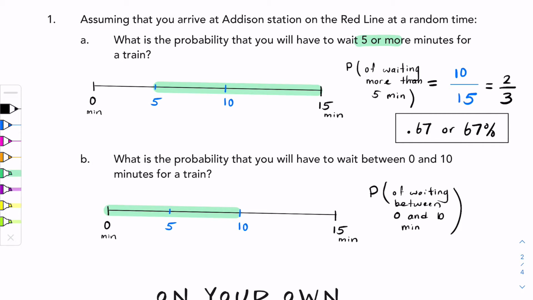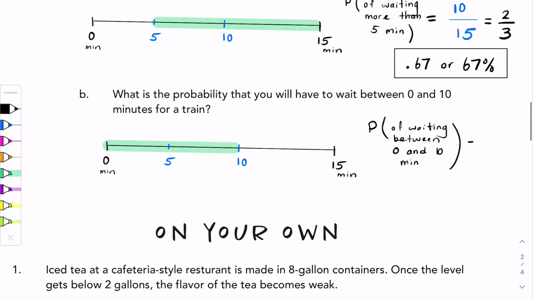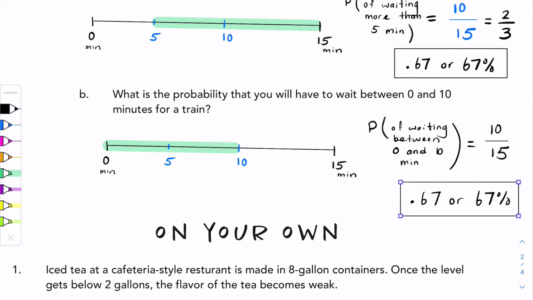And we're looking at this the same way. So between 0 and 10 is obviously a segment length of 10 minutes. The total amount that we could possibly wait is 15. So that's the same percentage. It's 0.67 as a decimal or 67% of waiting time. Now you could look at this any way.